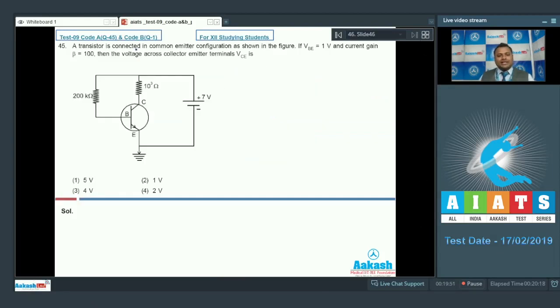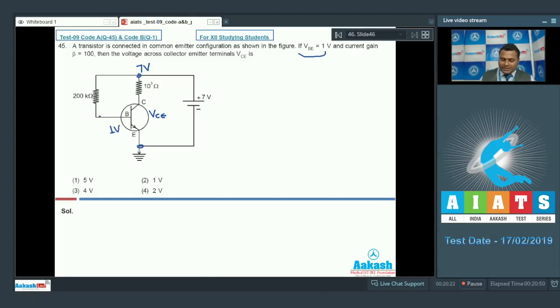A transistor is connected in a common emitter configuration as shown in the figure. If VBE, the base emitter voltage, is 1 volt and the current gain beta is 100, then the voltage across the collector emitter terminal VCE will be what? We have to calculate this value. VB is already given. This is grounded, 0 potential, this is 7. It means here we will get 7 volt. Here we are getting 1 volt.